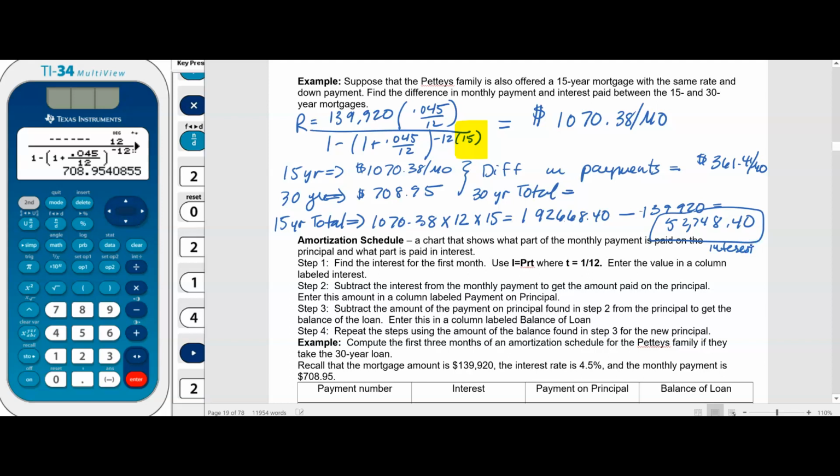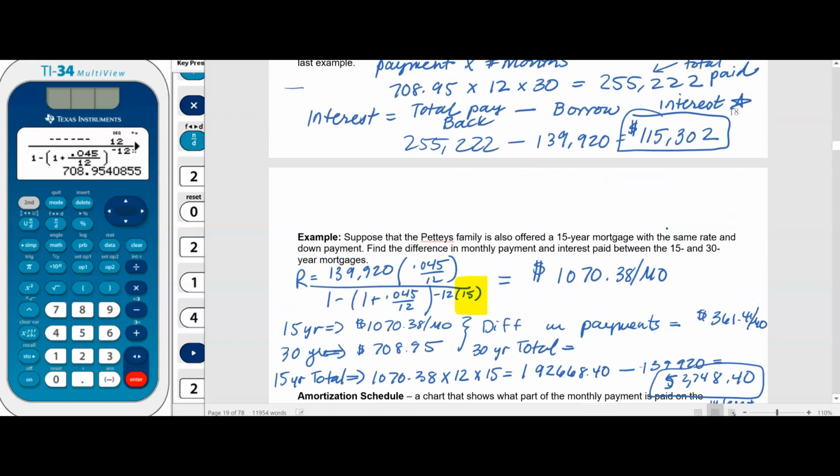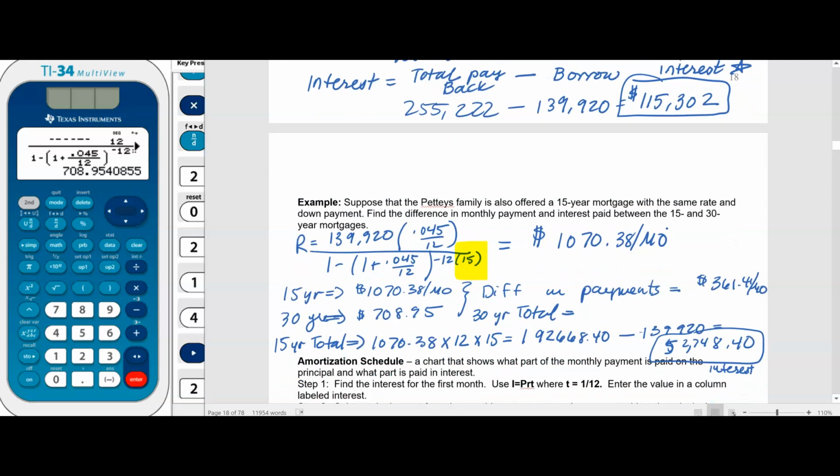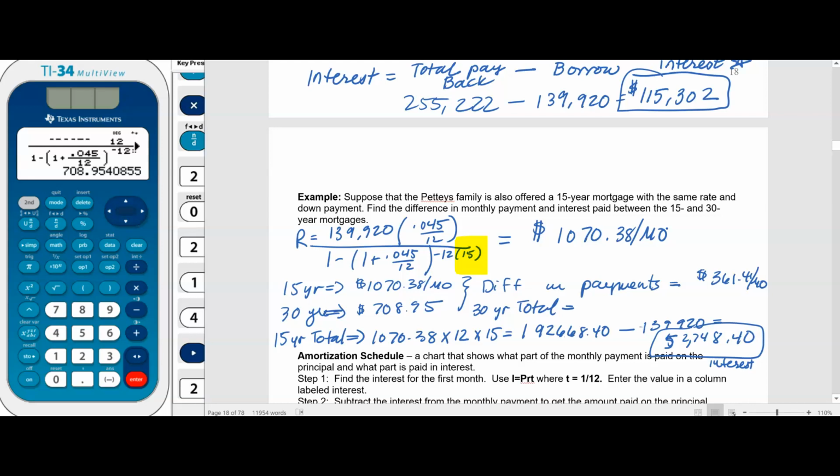So the 15-year interest is $52,748. And the interest in the 30-year mortgage, we figured out on the previous page, I'll just go back, is $115,302. So they actually pay over $50,000 more for the house just by spreading it over 30 years as opposed to paying it in 15. So it's a really significant amount. And if the house is more expensive than this, then that difference is going to be even greater.